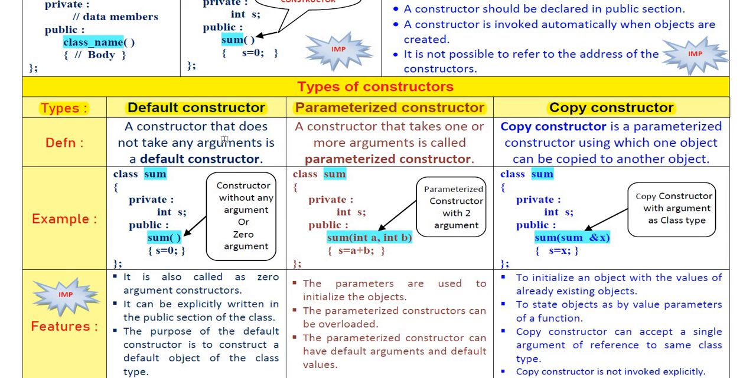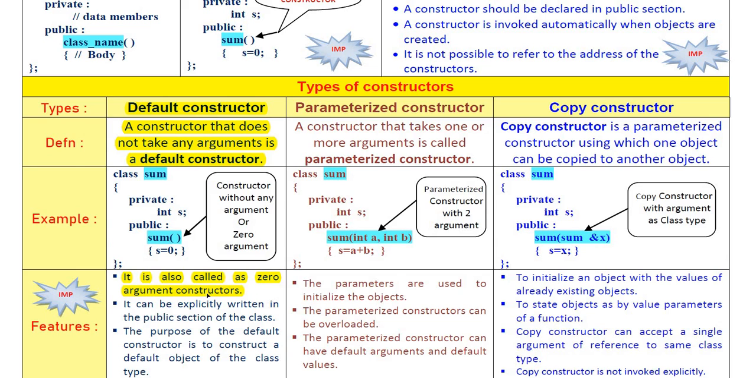Now we will see the definition of these different types of constructor one by one. So first, what is a default constructor? The definition is: a constructor that does not take any argument is called a default constructor. Sometimes a default constructor is also called a zero argument constructor.